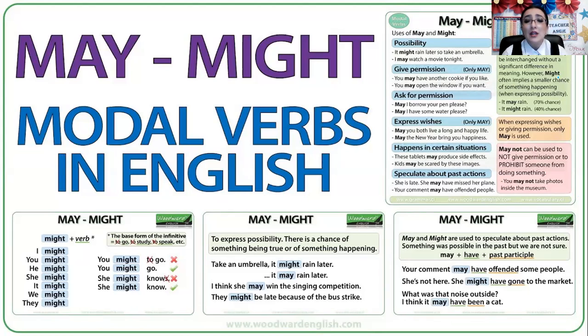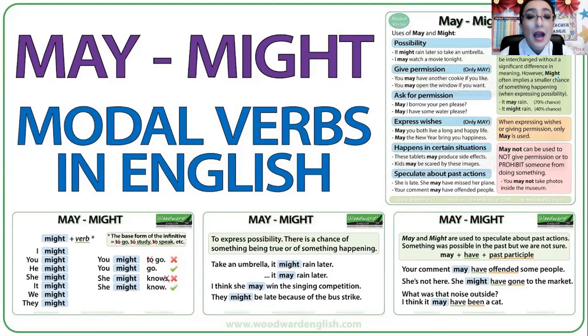Okay, when we are going to be expressing wishes or giving permissions, remember may is going to be our first option. And also may not can be used in order not to give permissions, or to prohibit someone from doing something. Like an example, you may not take photos inside this museum. Ooh, you are saying no to something. Those are going to be some of the differences that they are going to have.